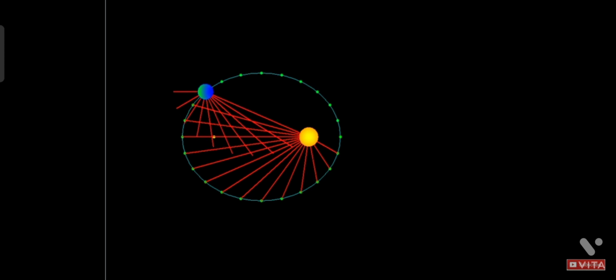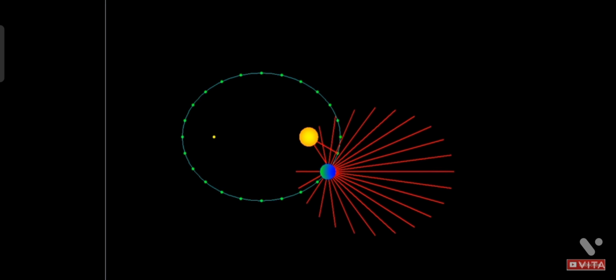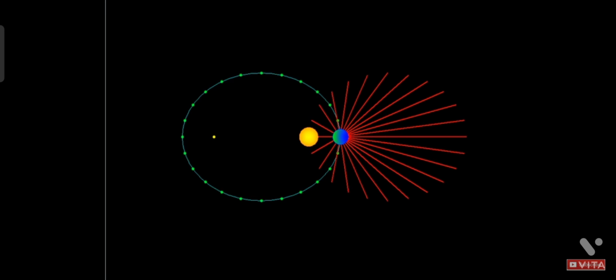When we do that, you'll see I'm collecting these lines. I'm just translating these lines. I'm not tilting them or stretching them in any way. So r and theta are intact. Only instead of the sun being the origin, now the Earth is the origin, and therefore the curve these lines trace will also be an identical ellipse.